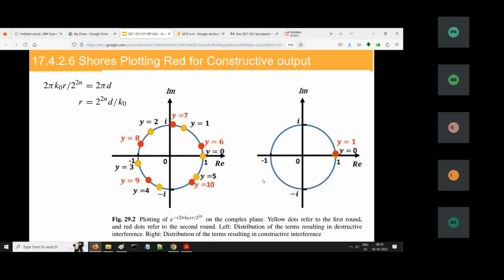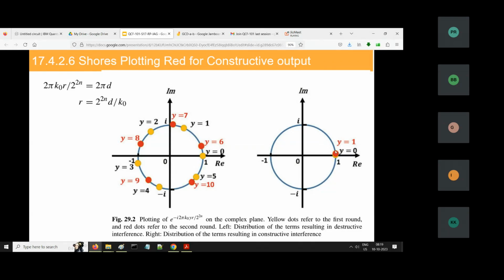So what it means is the angle, for example 0, when the yellow ones only follow: y0, y1, y2, y3, y4, y5. Then after this 0 to 5, it comes to y6, and you are repeating. So this is the one which is establishing the repeat: y6, y7, y8, y9, y10. So what it means is e to the power minus i 2 pi k0 yr by 2 to the power 2n, raised on the complex plane. Yellow dots refer to the first round and red dots refer to the second round. So one round and two rounds, we know the repeat factor is established.